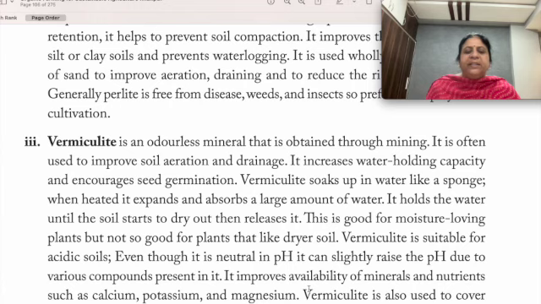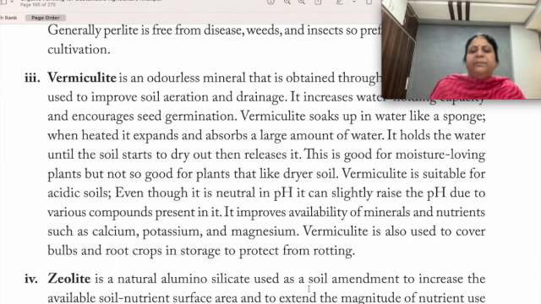Vermiculite is suitable for acidic soils. Even though it is neutral in pH, it can slightly raise the pH due to various compounds present in it. So it improves the availability of minerals and nutrients such as calcium, potassium, and magnesium. It is also used to cover bulbs and root crops in storage to protect from rotting.